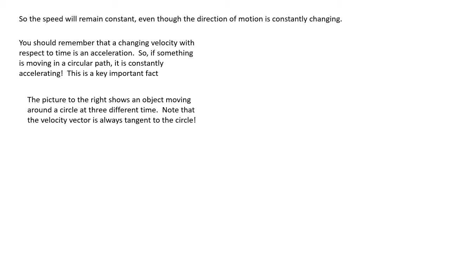The picture to the right shows an object moving around the circle at 3 different times. Notice that the velocity vector is always tangent to the circle. That means if it would stop moving in the circle, it would move in a straight line. That's just an application of Newton's first law.